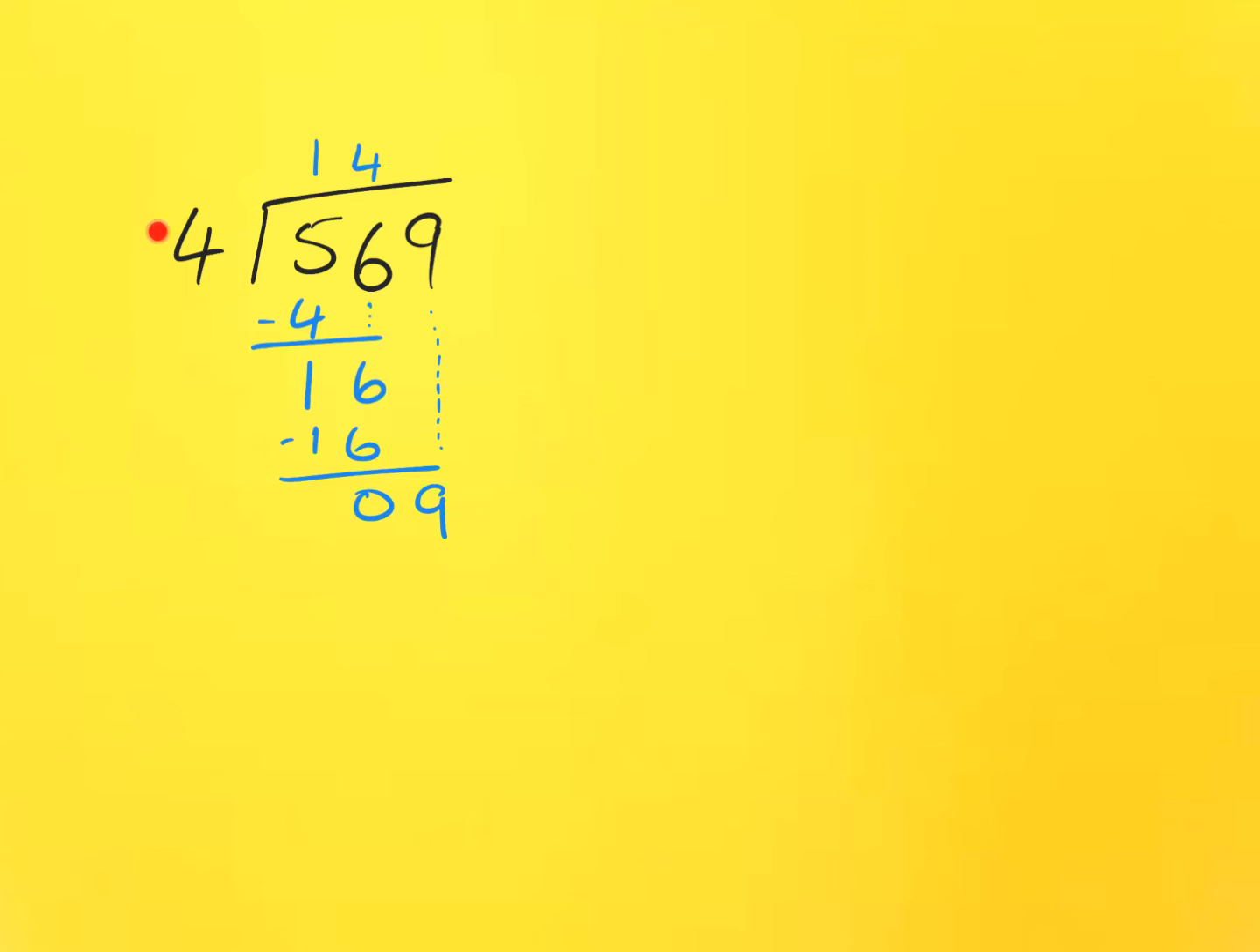Once again, I'll ask myself, how many times does 4 go into 9? Well, 4 goes into 9 twice. 2 4s are 8. And I do my subtraction sum. 9 take away 8, giving me 1. Therefore, my answer is going to be 142, remainder 1. And that would be correct.